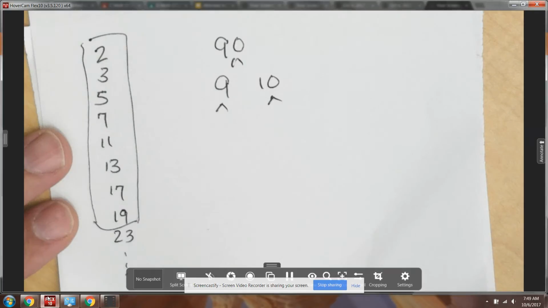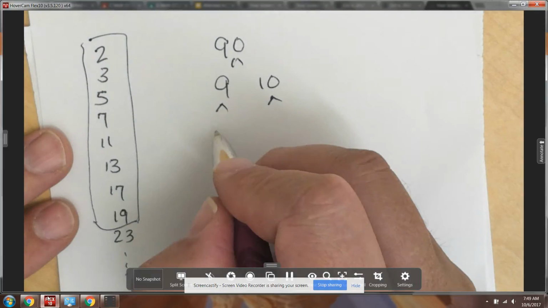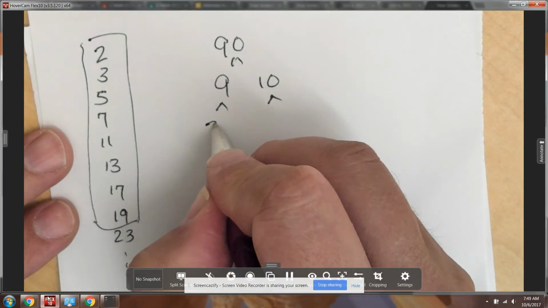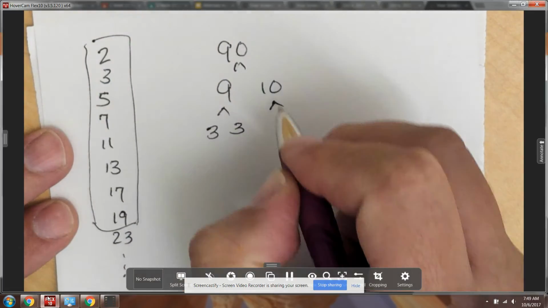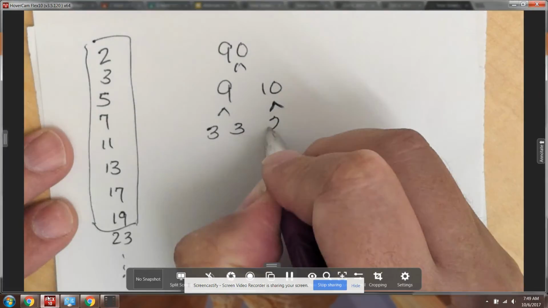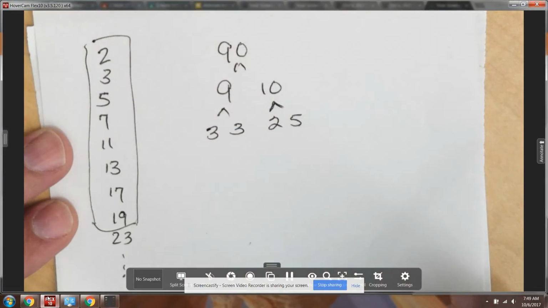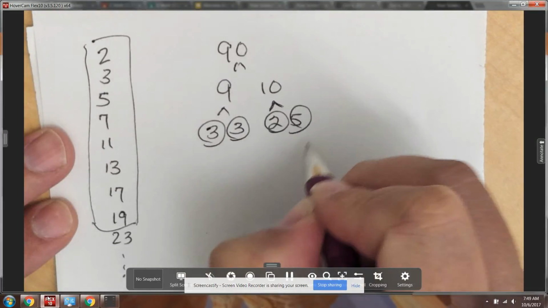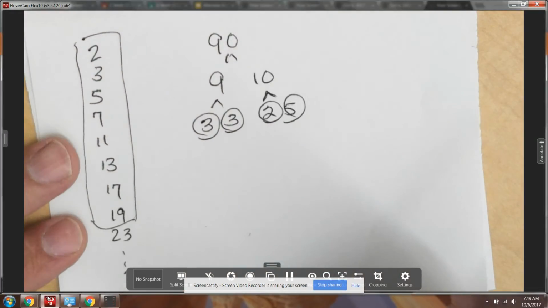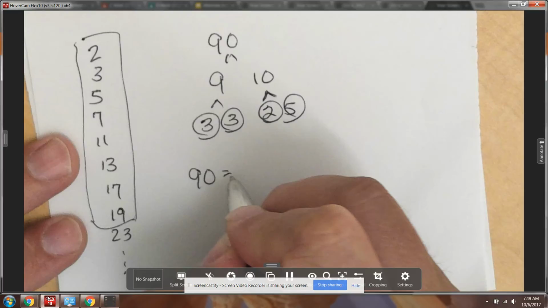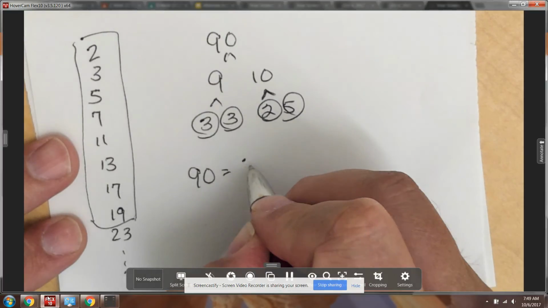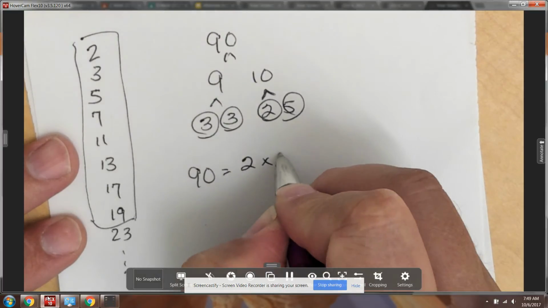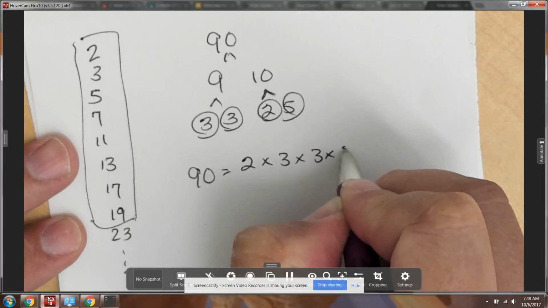Okay, so 9 is composite, and 9 can be written as a product of 3 times 3, and 10 is composite and can be written as a product of 2 times 5. And if they're prime, we want to circle them. If they're composite, again, we're going to break it down further. So 90 is equal to, I'll take each prime number off the tree, 2 times 3 times 3 times 5.